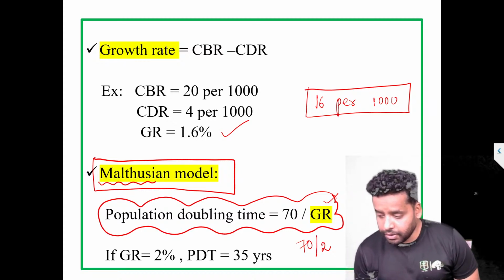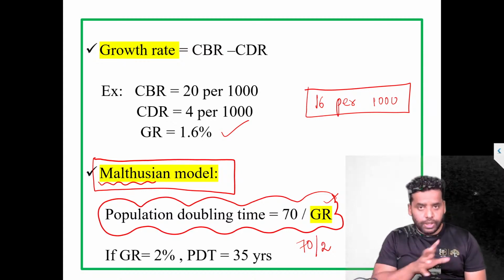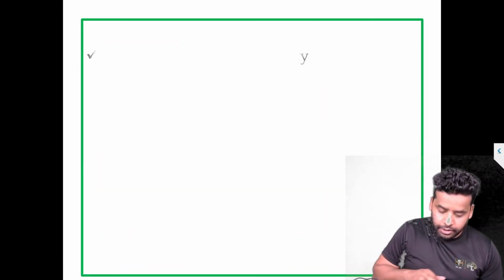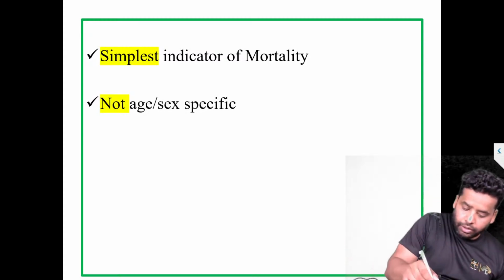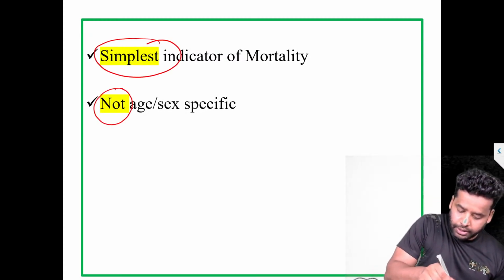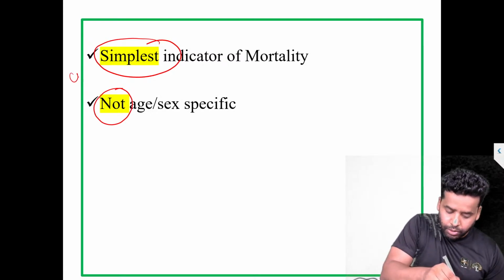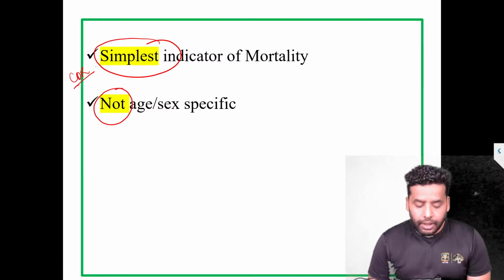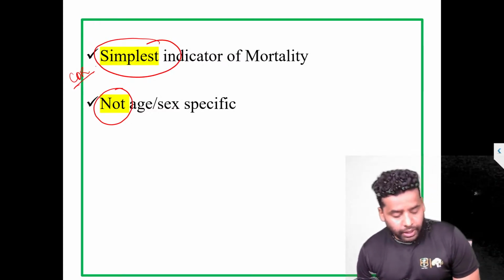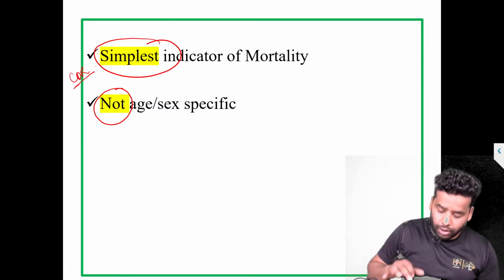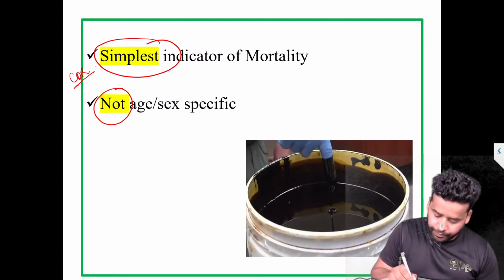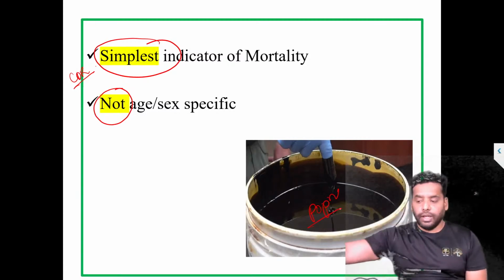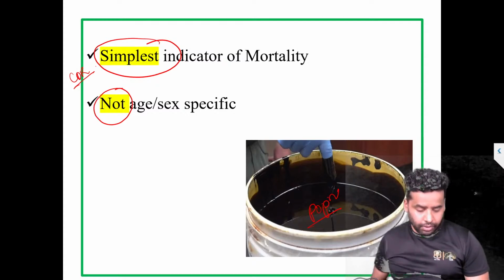It is not specific. It is for the whole population that you are estimating. It is not at all specific. So write this: it is the simplest indicator of mortality, not age or sex specific. Crude death rate only, we are writing all these points. It is the simplest indicator of mortality because it is for the whole population. It is not age specific. It is not sex specific also.